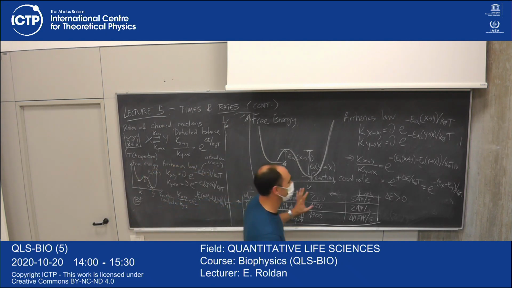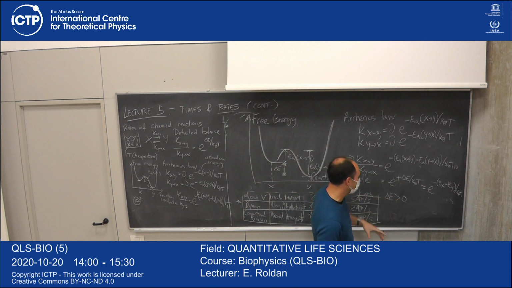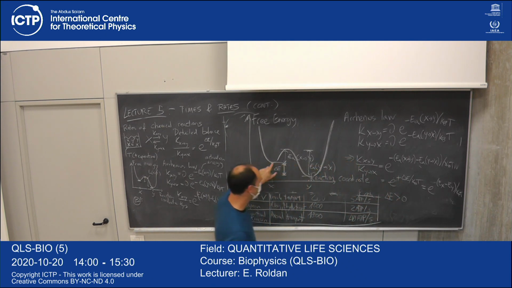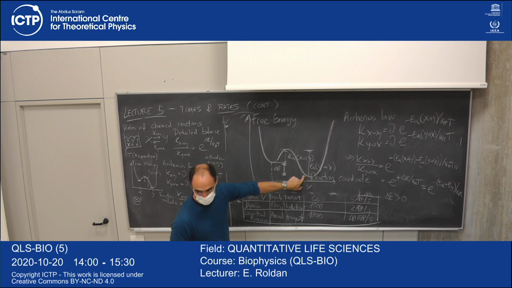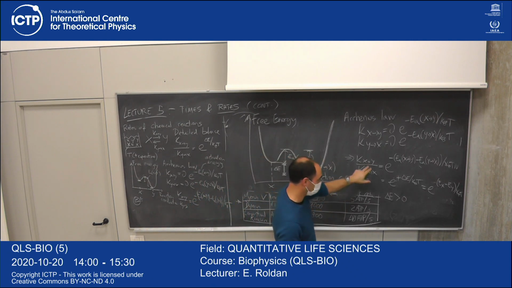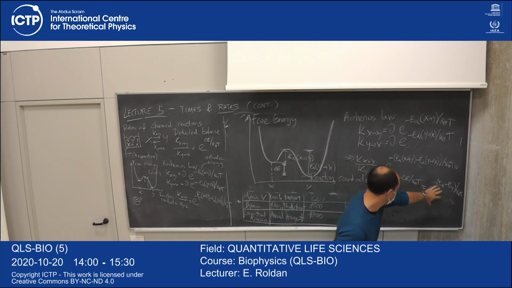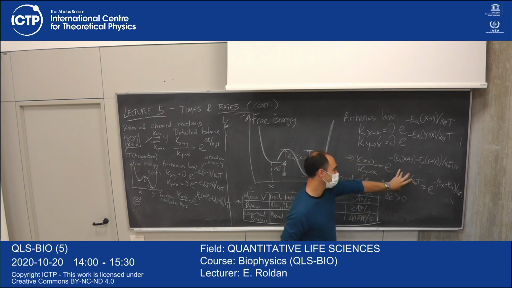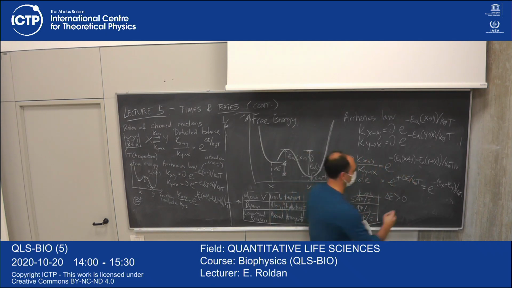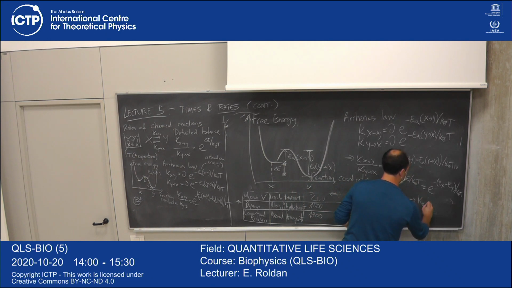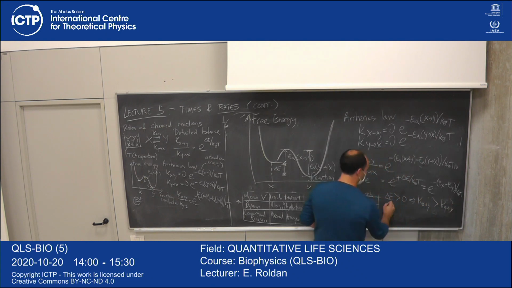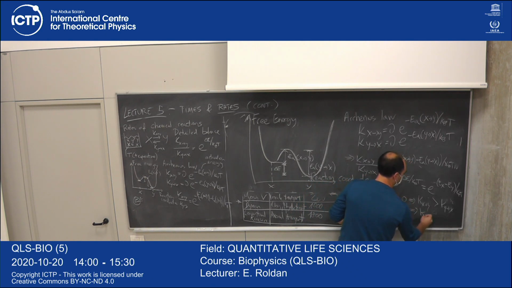Okay? Plus delta E. So when delta E is positive, it means the energy of x is higher than the energy of y. We will get transitions in this direction. And this formula tells us this. When delta E is positive, this exponent is positive, this is greater than 1, so this is greater than this. Okay? k x to y greater than k y to x. And when we get the opposite, it will be the opposite: k x to y smaller than k y to x.